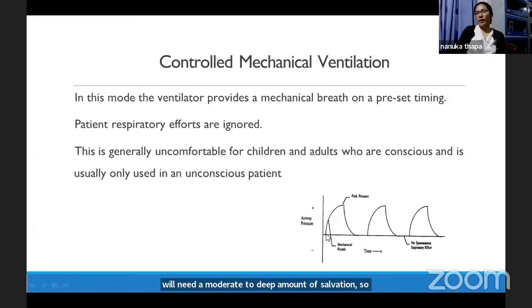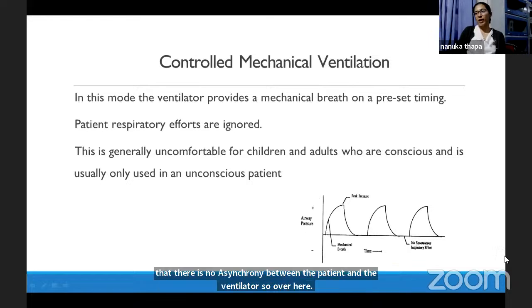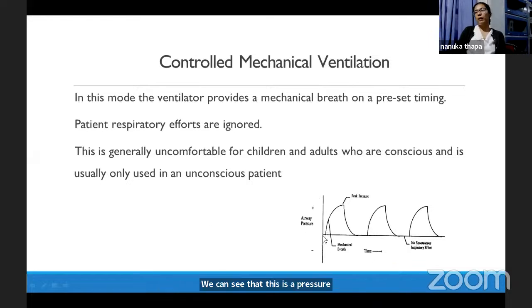Over here, we can see that this is a pressure scalar, that is, the graphical representation of pressure with time. This shows the opening of the inspiratory valve, increase in pressure, attainment of peak pressure, followed by a fall in pressure. Over here, we can see that there are no spontaneous efforts generated by the patient. Spontaneous efforts generated by the patient are reflected as small dips, also known as triggers.